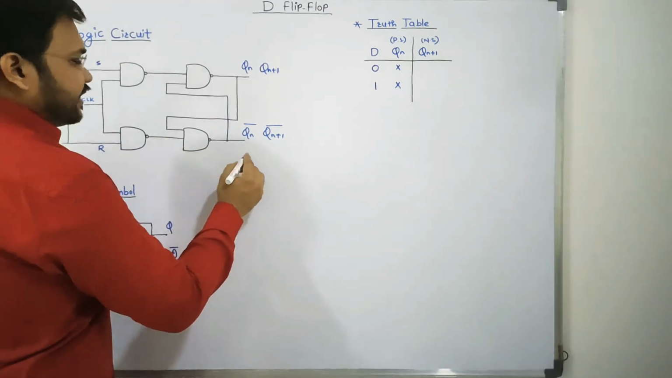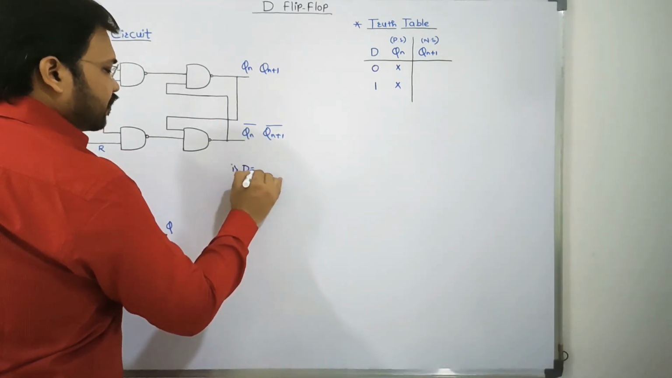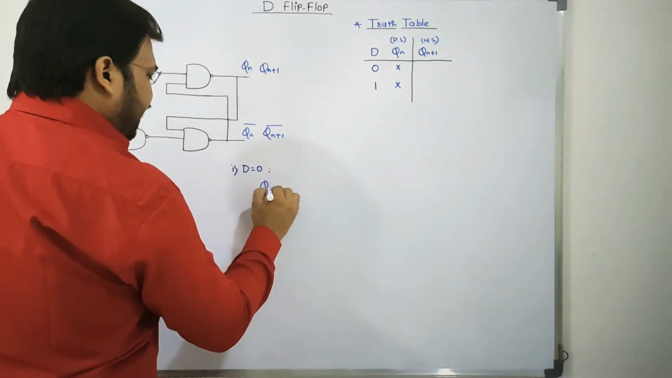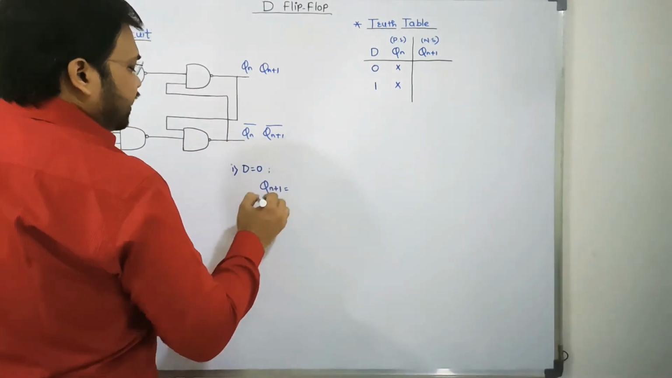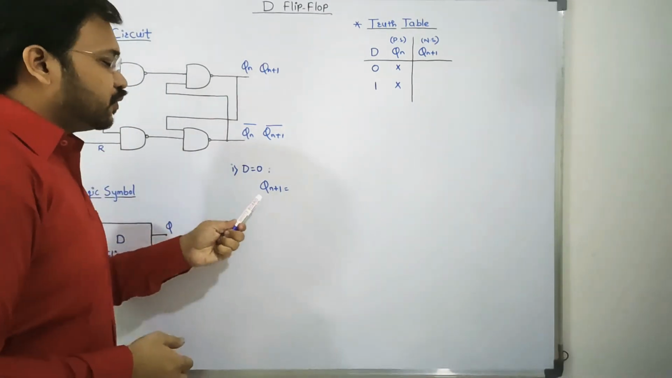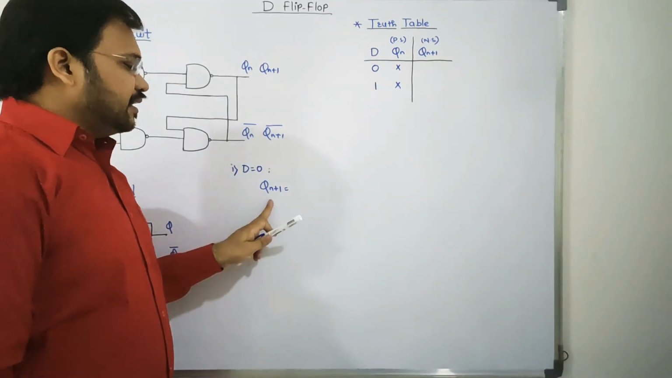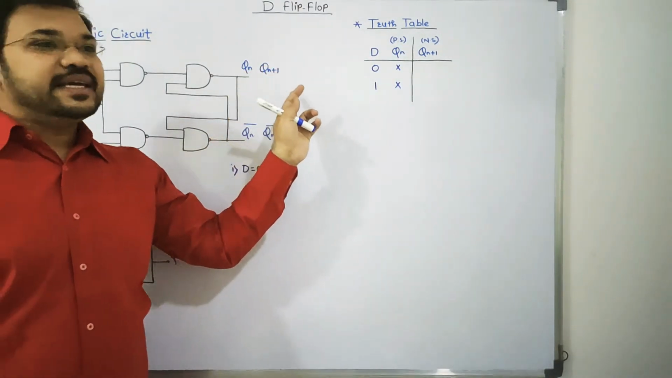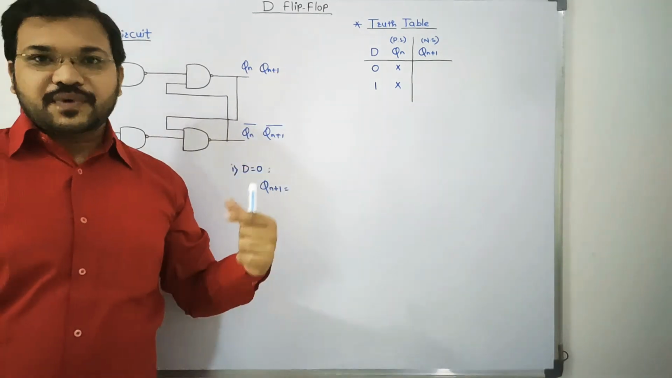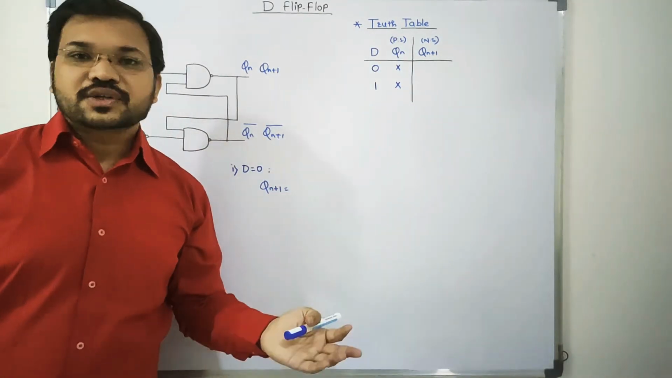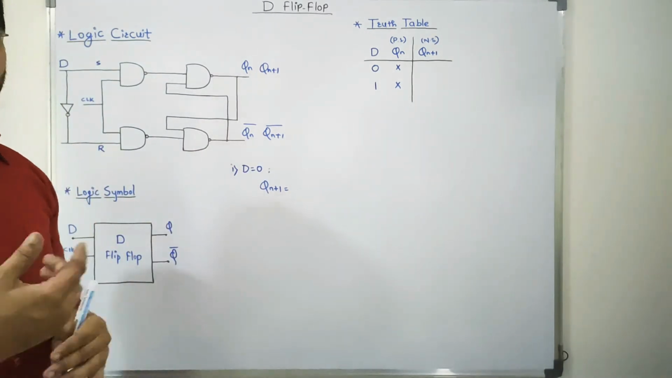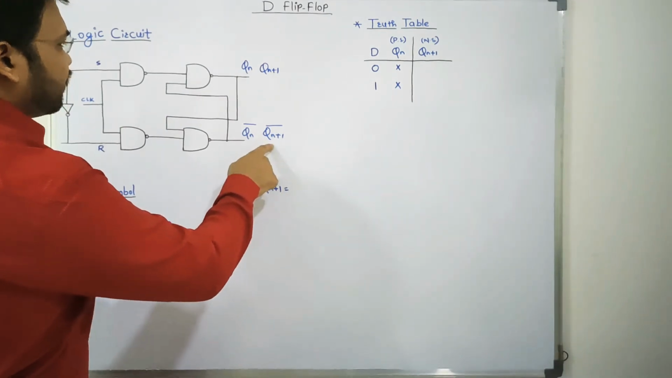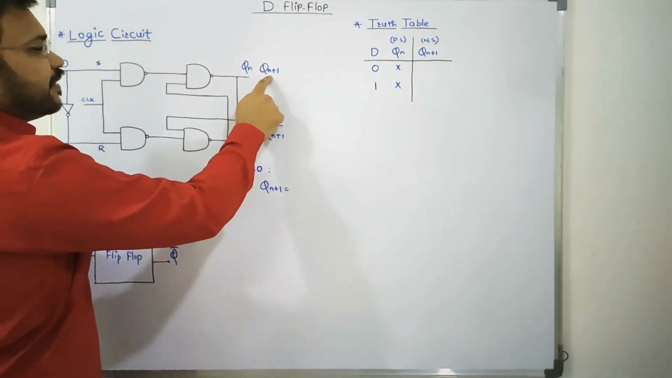So for D equals 0, what should Qn plus 1 be? Basically, this Qn plus 1 is our required output, or we can say the next state. Qn is the present state, but this is not our required output. The next state is our required output, that is Qn plus 1. That's why it is called the next state.